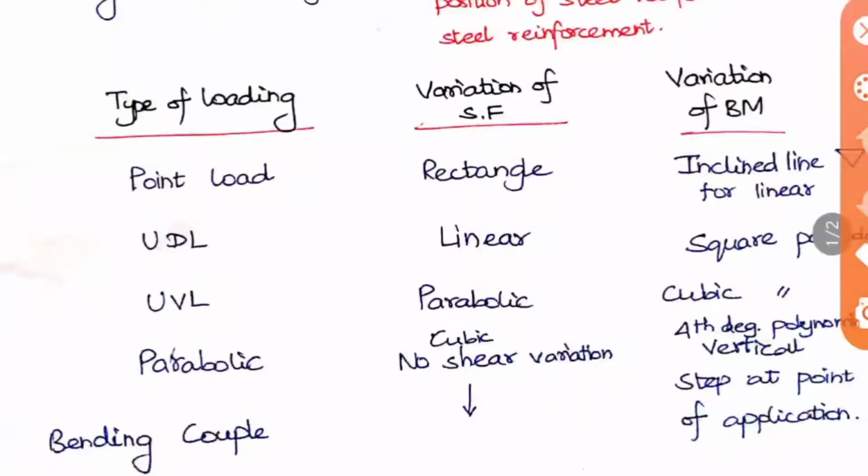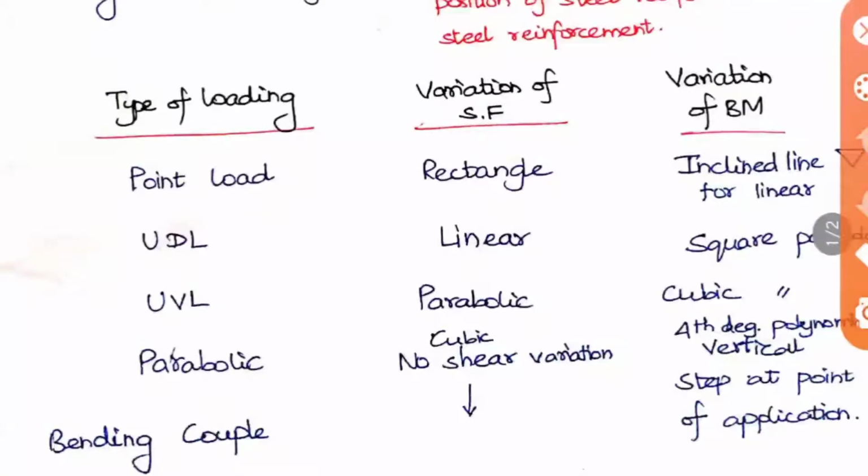So these 4 points are very important. One is that the rate of change of shear force is equal to loading. The rate of change of bending moment will be equal to shear force. The point of contraflexure is where the bending moment is 0. And where the shear force is 0, the bending moment is maximum there.